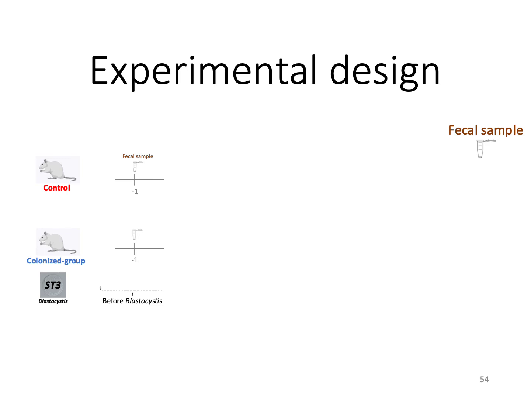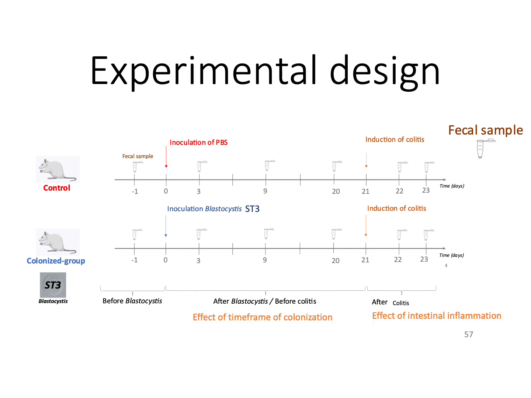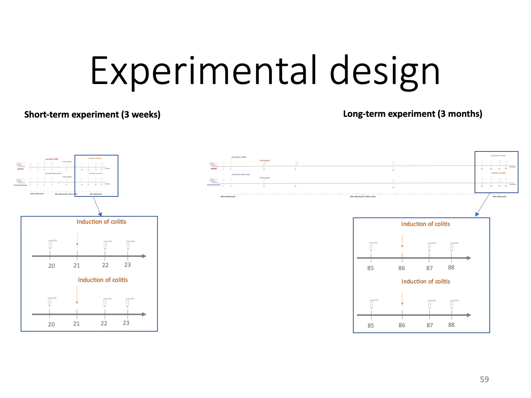We took fecal samples before Blastocystis colonization, after we colonized with Blastocystis but before induction of colitis, and then after colitis was induced, to understand how Blastocystis changes the microbiome, the host immune system and health parameters by itself, and then in the context of colitis. And like I said, we did this on 2 different time frames: a short-term experiment, where Blastocystis was inoculated and then 3 weeks later colitis was induced. In the long-term experiment, Blastocystis was inoculated, and then 3 months later, colitis was induced.